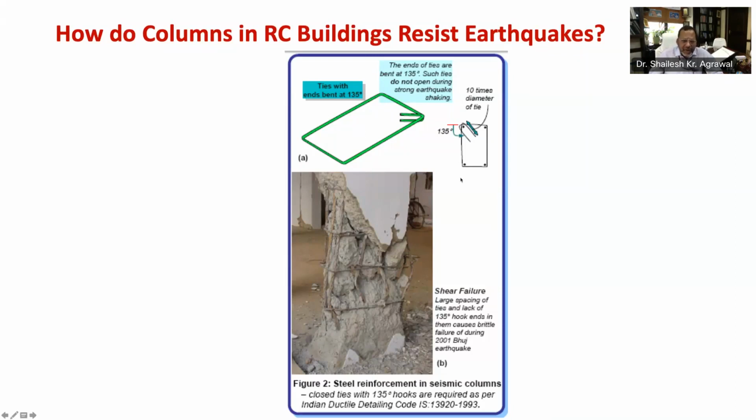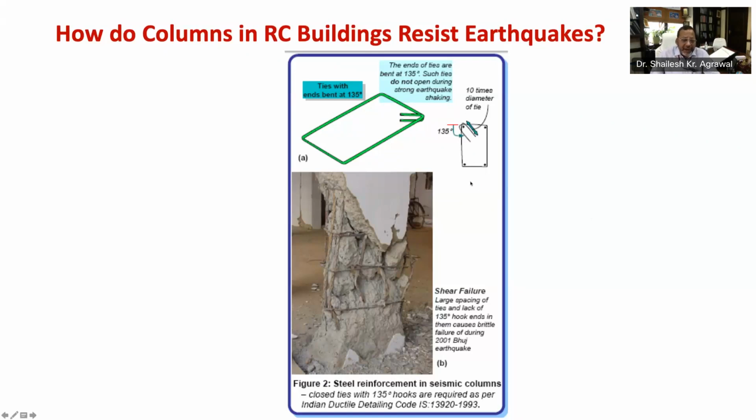As you can see here, a typical horizontal closed tie for columns as per 13920. These ties, when closely spaced, help in three ways. Number one, carry horizontal shear force induced by earthquakes and thereby resist diagonal shear cracks. Second, holding together the vertical bars, that is longitudinal bars, and prevent them from excessive bending outwards, that is called buckling. And thirdly, containing the concrete in the column with the closed loops.